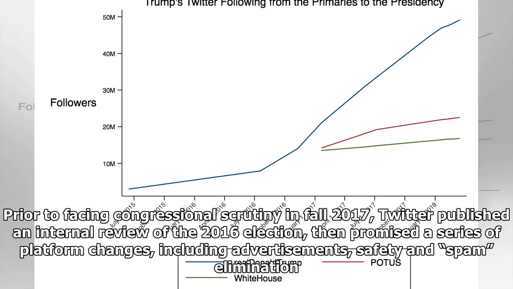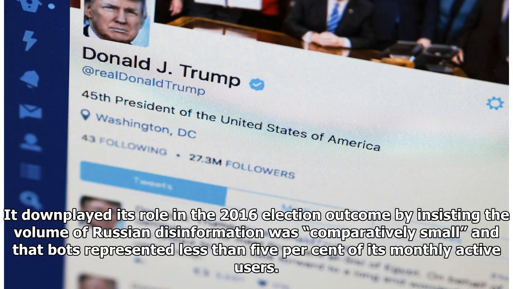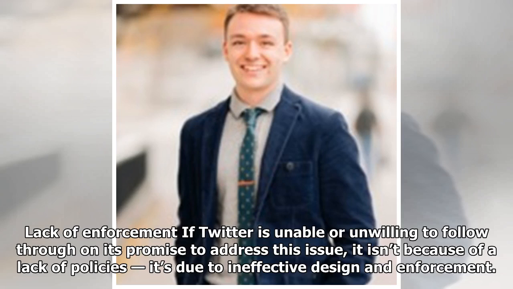Prior to facing congressional scrutiny in fall 2017, Twitter published an internal review of the 2016 election, then promised a series of platform changes, including advertisements, safety and spam elimination. It downplayed its role in the 2016 election outcome by insisting the volume of Russian disinformation was comparatively small, and that bots represented less than 5% of its monthly active users.